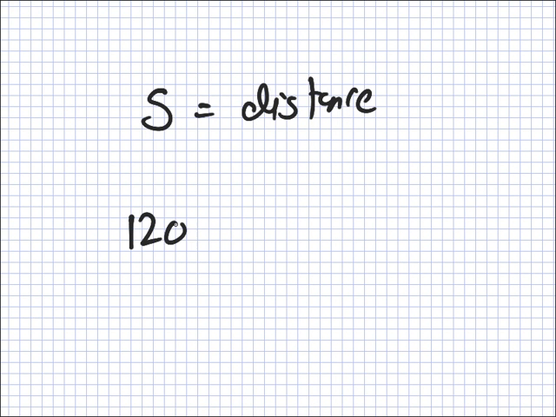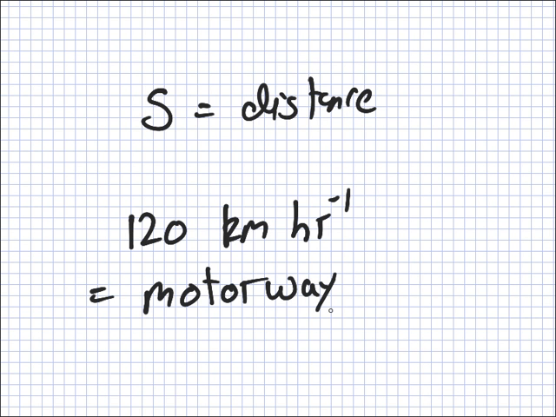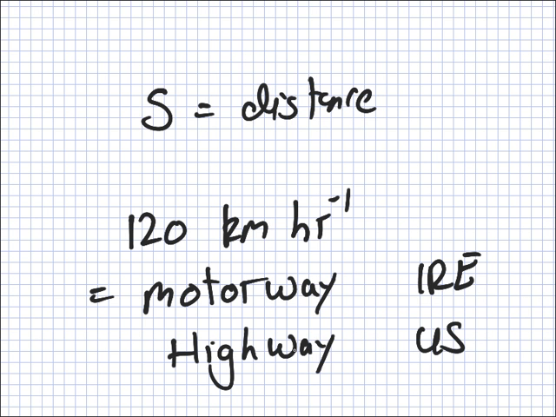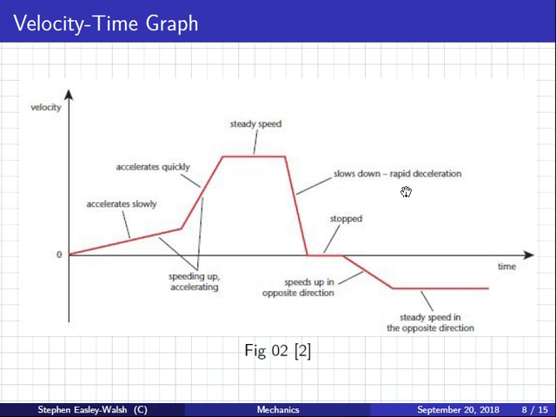You know where the speed limit is 120 kilometers per hour? That's called a motorway in Ireland. And in the US, they call it a highway. Different countries have different names. It's a very fast road. High speed road.